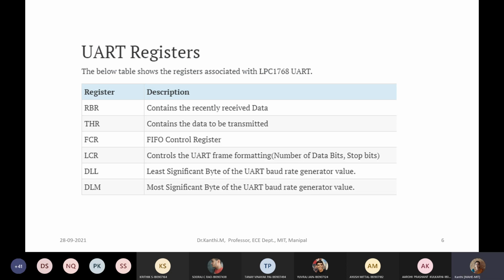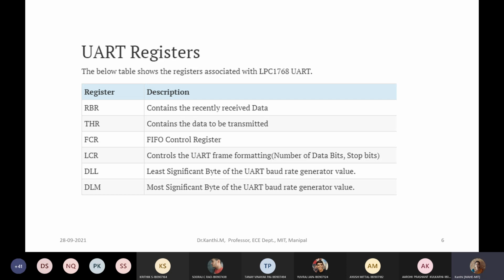Now coming to the UART registers, because we need to understand this. Further in most of your programs we'll be using the UART, so we need to know how the UART is configured. We have registers called RBR, THR, FCR, etc. We are going to see these in detail, one by one. This is just to show what the different registers are.